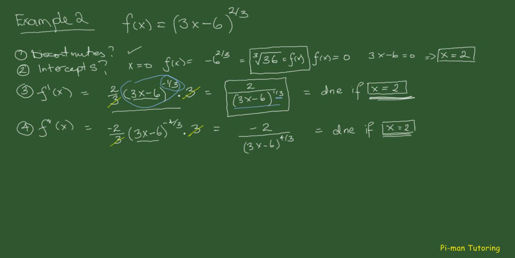And once again we cannot get this second derivative function to be equal to 0, so we just have the one critical point in this case.